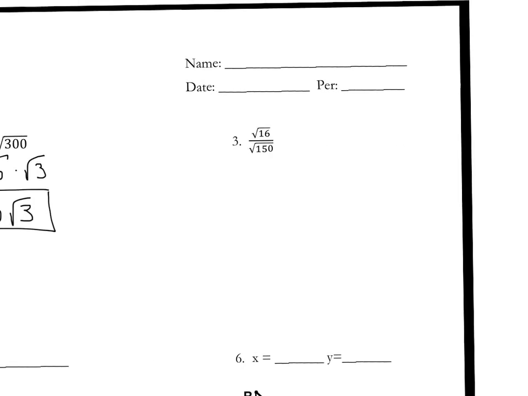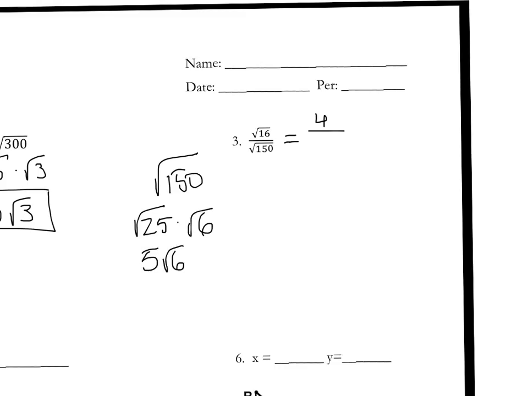Question number 3. Remember, if I have a square root in the numerator and denominator, I can simplify them separately. Well, in the numerator, the square root of 16 is 4, and 150 we can split up. So I'm going to do a little side work right here. Square root of 150. Any perfect squares that are factors? 4, we probably can go bigger than that. So let's go 25. So square root of 25 times 6. Well, the square root of 25 is 5. The square root of 6 we can't simplify. So I have 5 root 6.